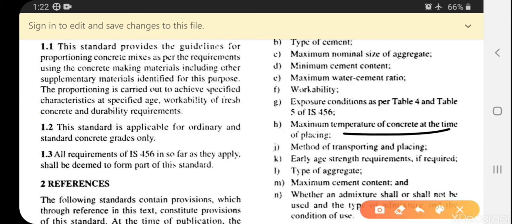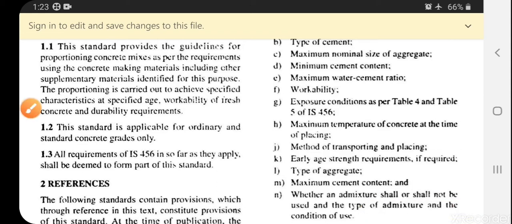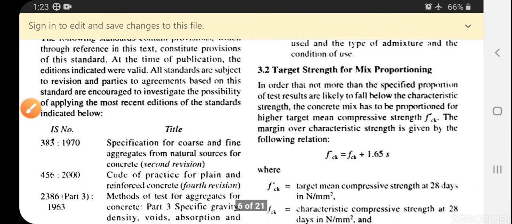Next, maximum temperature of the concrete at the time of placing. Next, method of transportation. Which type of transportation, pumping or other types, or any different materials. Next, type of aggregates, maximum cement content. These are the minimum requirements.